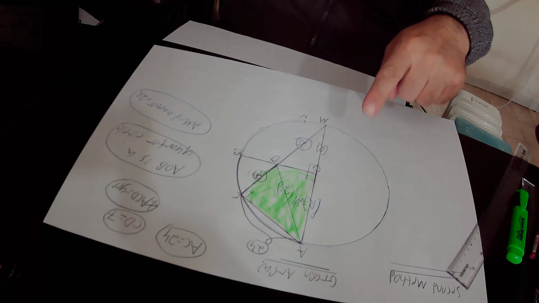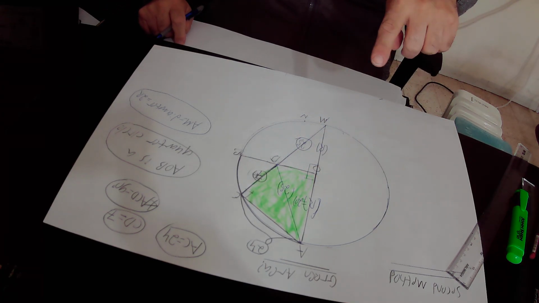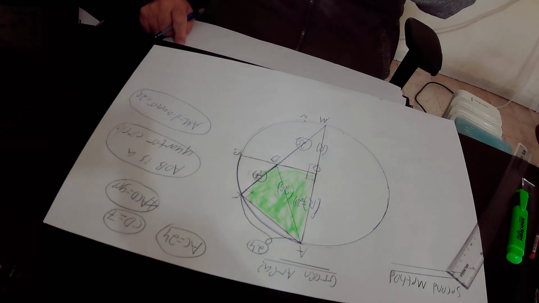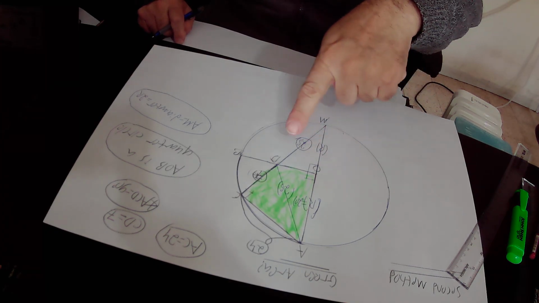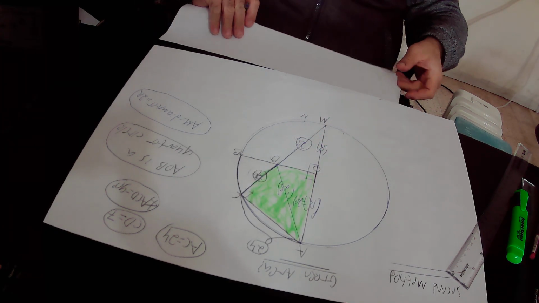In the next step I will copy the right triangle AOD in a new page and we'll implement here the Pythagoras theorem in order to find out the missing side OD.